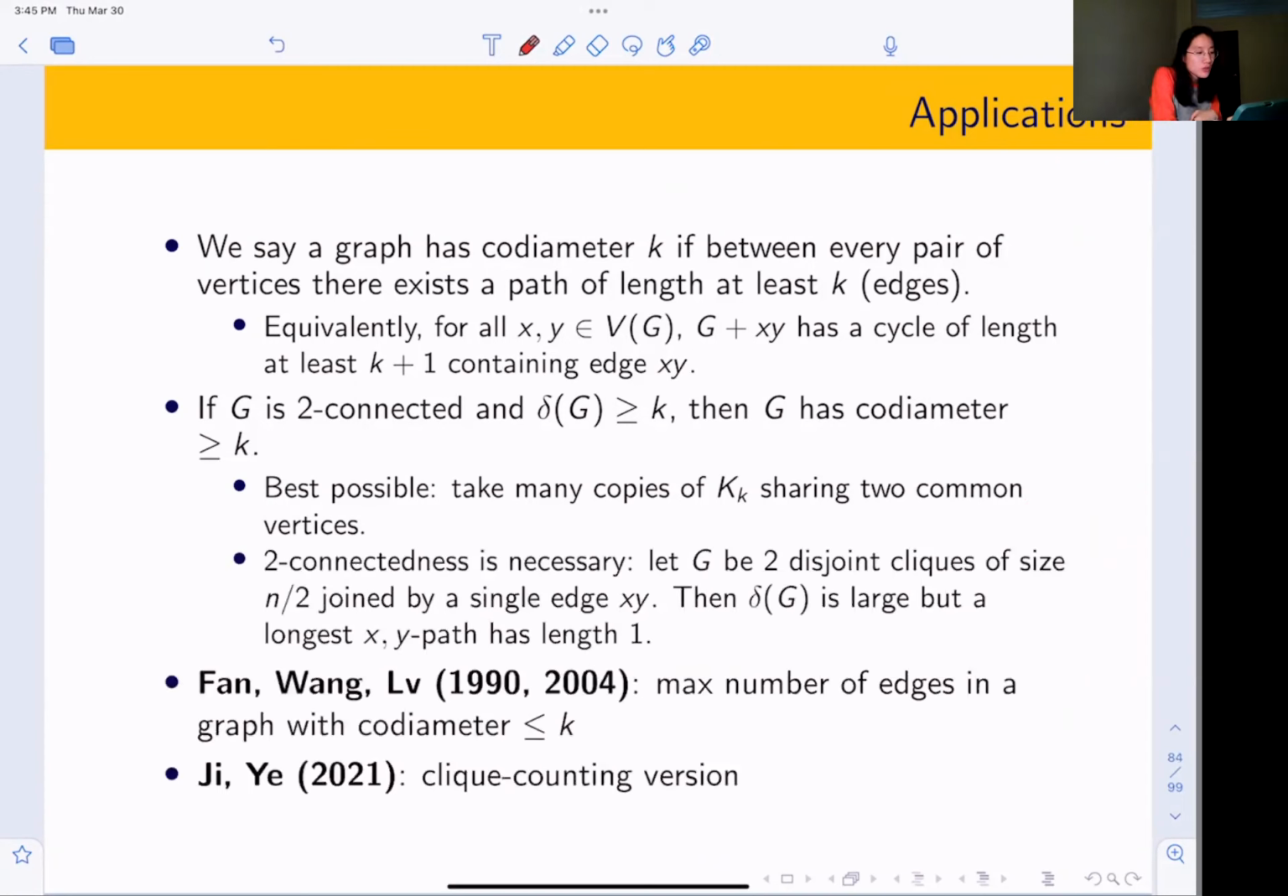And here I say two connected, which does not really seem like it should have anything to do with this problem, but indeed it's necessary here in order to get any sort of interesting results. Because if I take two cliques of size n/2, joined by an edge here, then I have very large minimum degree. But for these two vertices connecting the edge, the longest path between them is length 1. Okay. So there are some extremal results here concerning codiameter, which I won't get too much into.